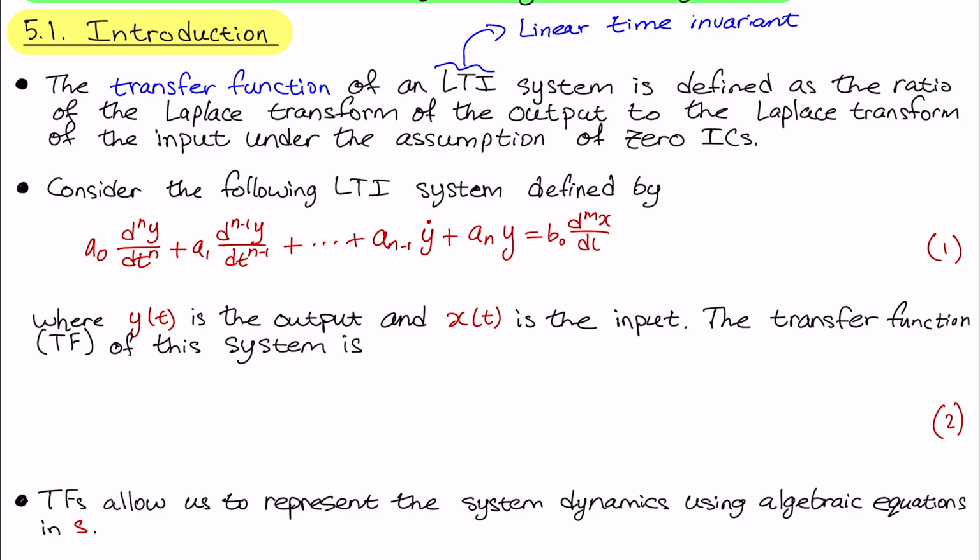applied to x, dt^m, so the mth derivative of x with respect to time, plus some b1 d^(m-1) x over dt^(m-1), plus ... b(m-1) x dot plus bm x. So in this equation, y of t is our output and x of t is our input. And so we have a bunch of derivative terms added together for y, equal to a bunch of derivative terms of your input and the input itself.